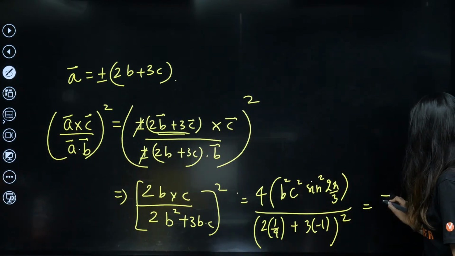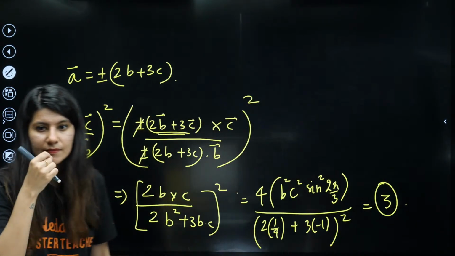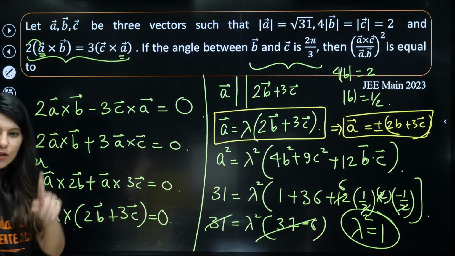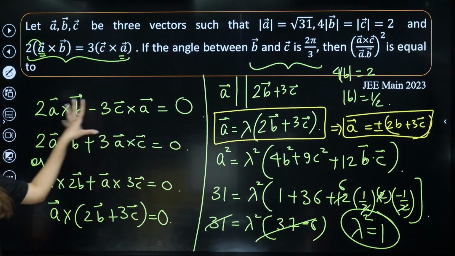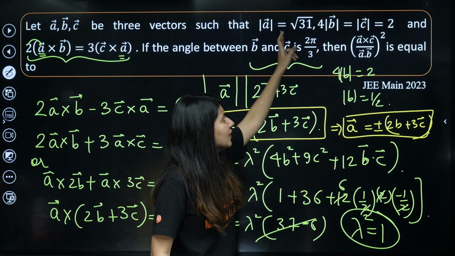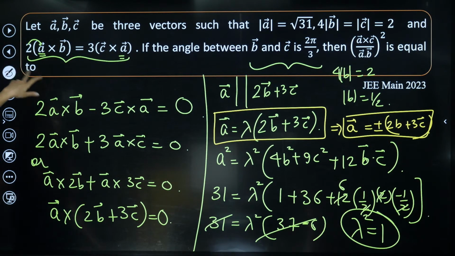Right? So basically 3 would be the correct answer. If you solve this, you will get 3 as the correct answer. Okay, let me just tell you one more time the whole question, the whole scenario. So basically the question says A, B, C are 3 vectors, with magnitudes of A, B and C. All 3 magnitudes are given to you, and this very equation is given to you.